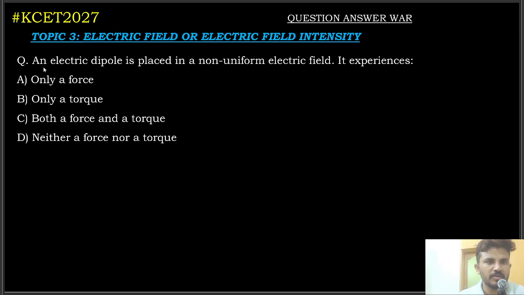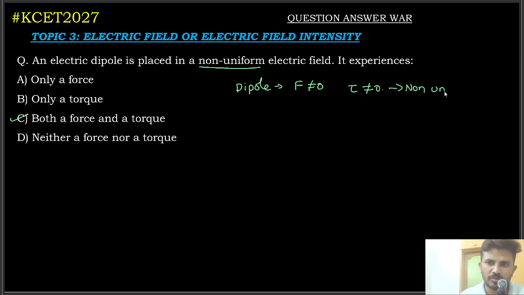First we have: an electric dipole is placed in a non-uniform electric field. Then it experiences, here it is given non-uniform electric field. In a non-uniform electric field, the dipole experiences both a non-zero force and a non-zero torque. Therefore, both force and torque will be there. If a uniform electric field is given, the force will be 0. This is for non-uniform.